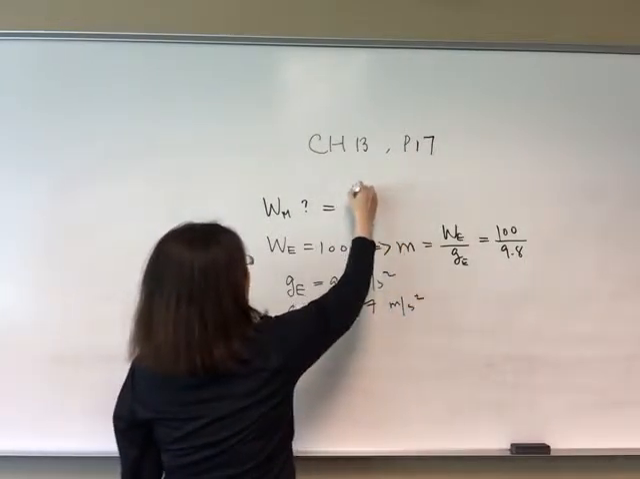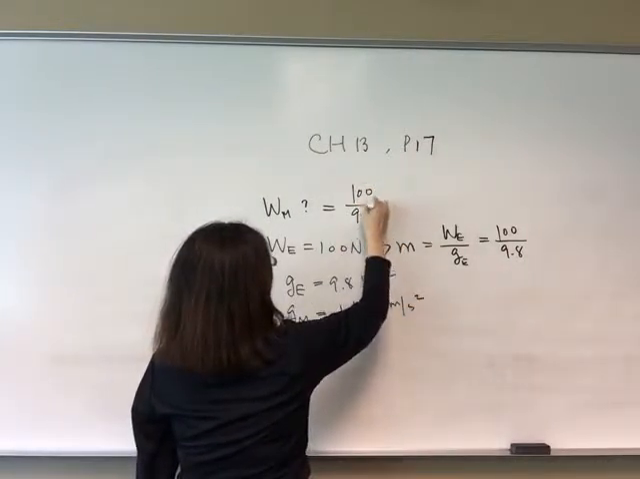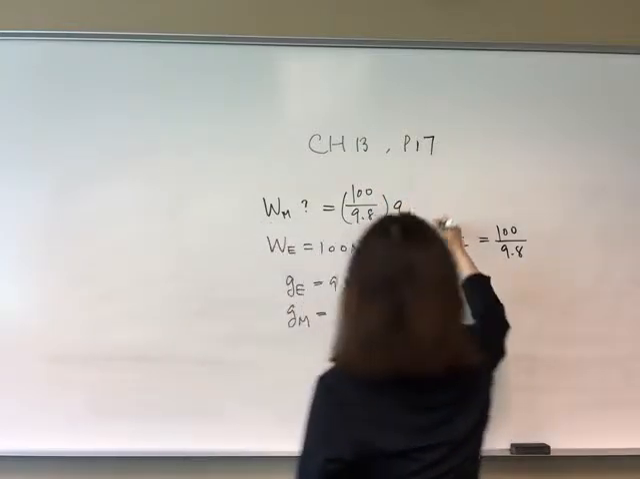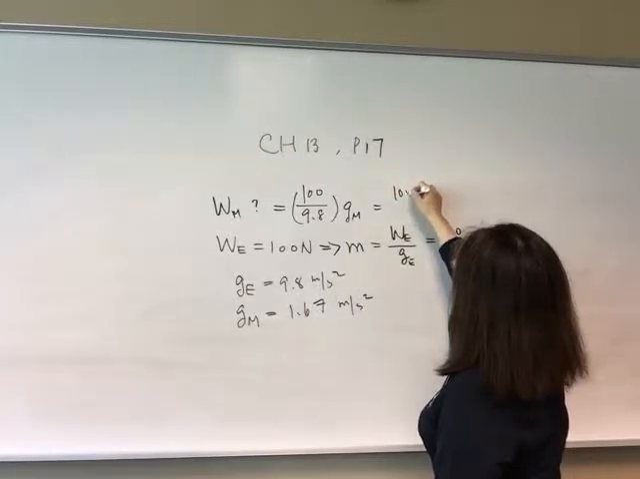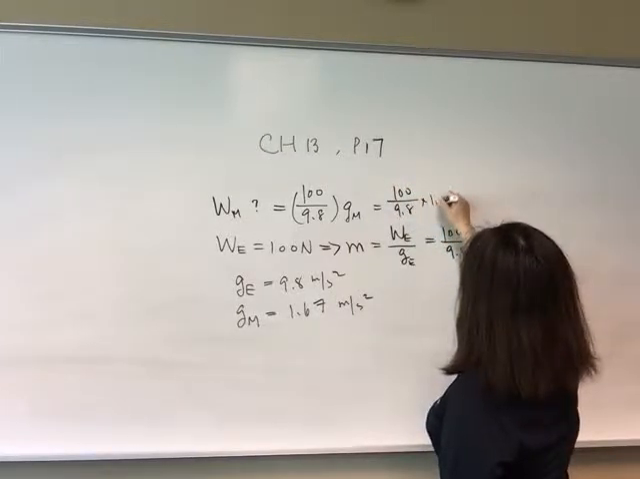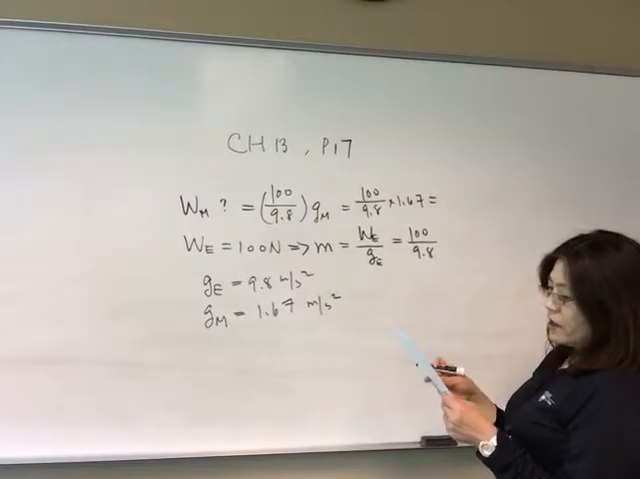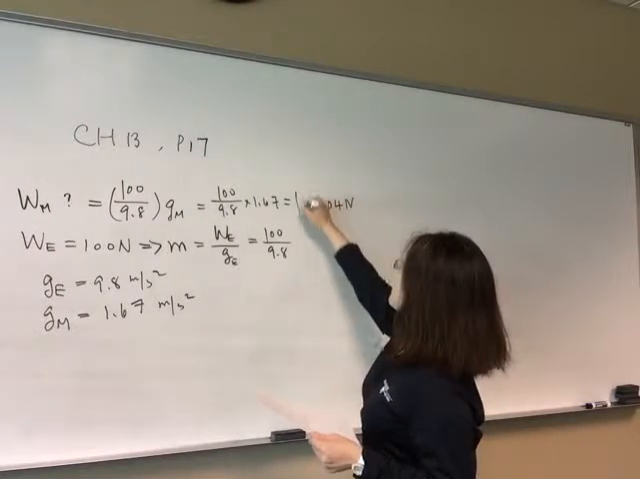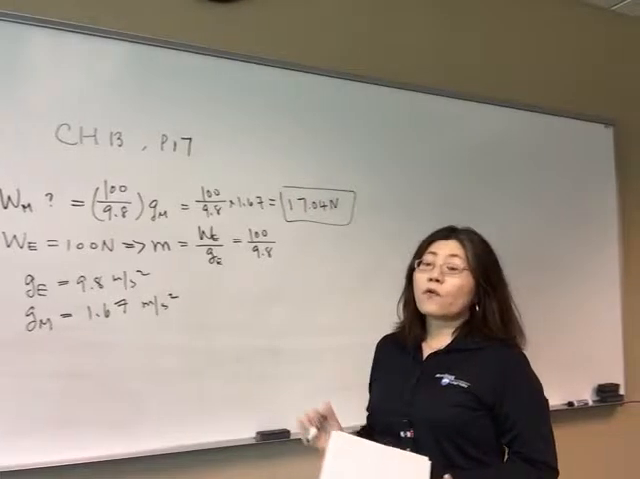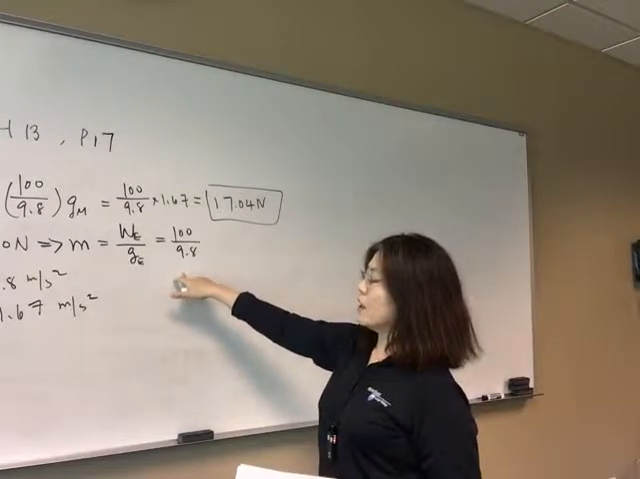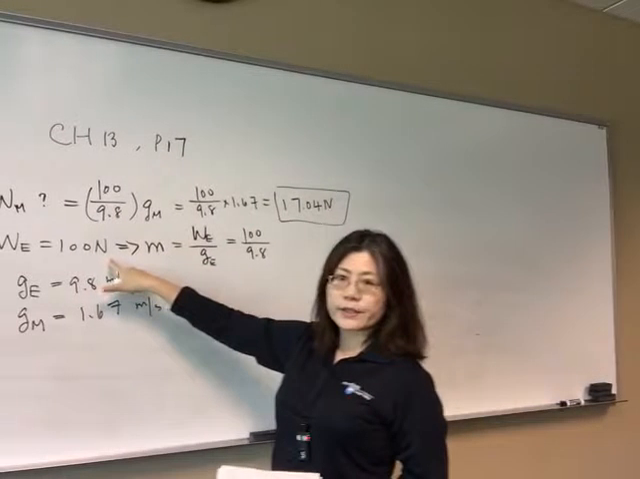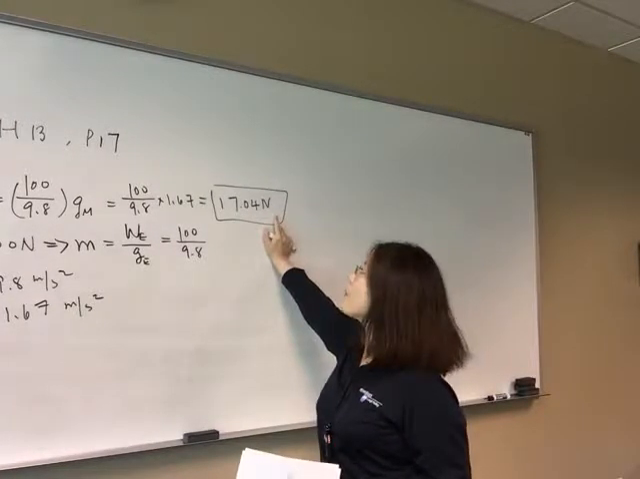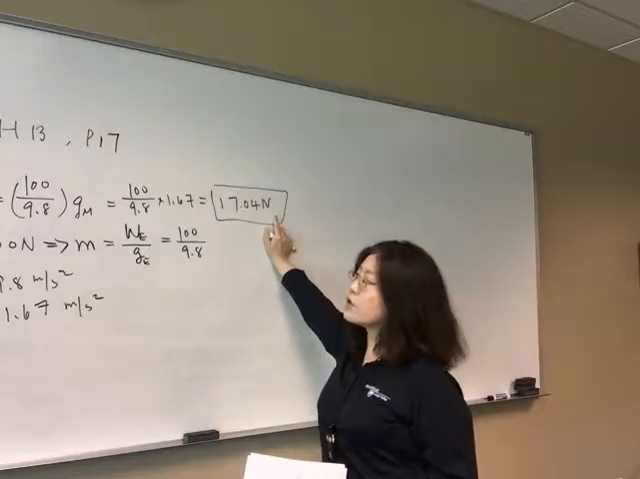So you have the mass, and you have the acceleration. Now it is the acceleration of the moon. So you can just plug in the numbers. That will be 100 over 9.8 times 1.67. So what you have here will be the weight on the surface of the moon. If an object weighs 100 newtons on the surface of the Earth, then this is how much the same object will weigh on the surface of the moon.